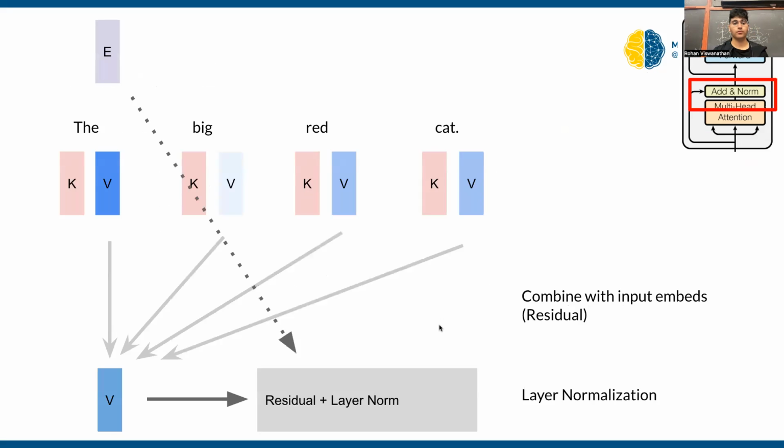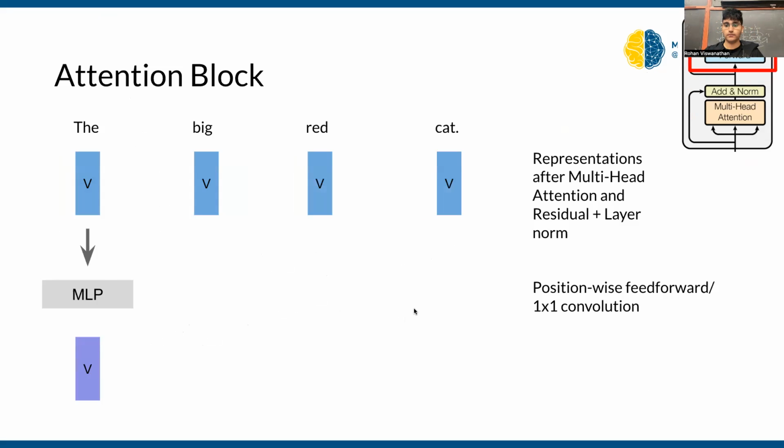Yeah, so you sum the reweighted Vs, put that through a residual and layer norm, combined with the input embedding, right? This is where your residual comes from, whatever your initial embedding is. And then you pass each of these on. Now you have a value, right? These are the representations after your multi-head attention, residual and layer norm. So this is after the meat of the transformer, right? We've already done all of our operations.